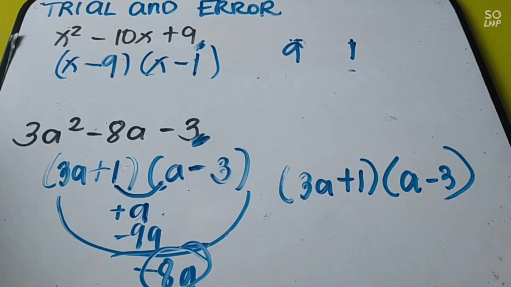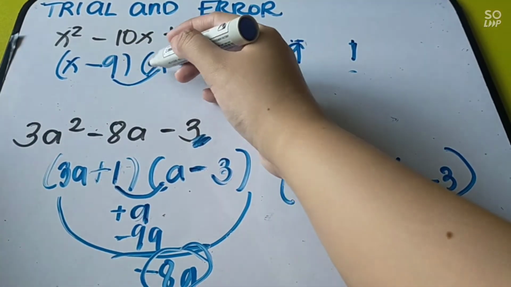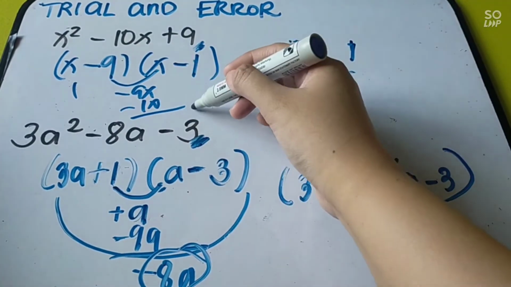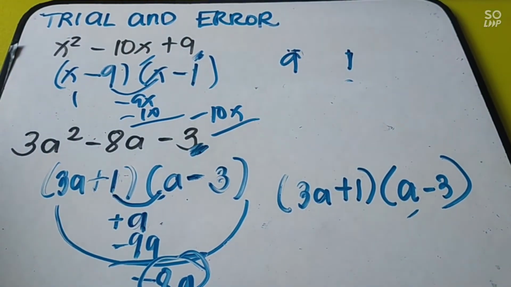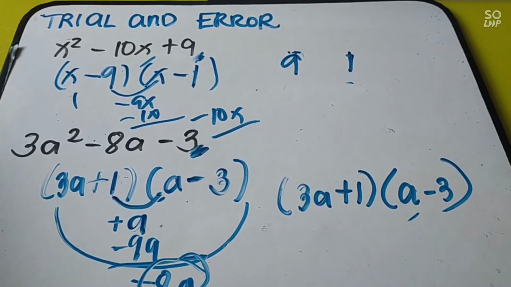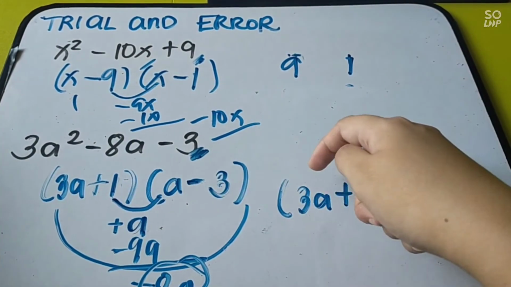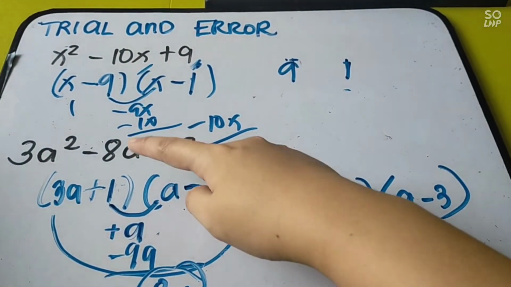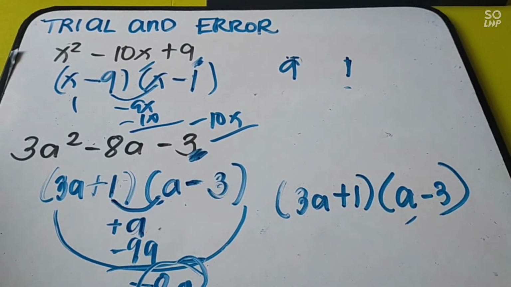O, ganun lang kasimple kung paano mag-check, yung gitna lang naman. Katulad nito, negative 9 times x, negative 9x. X times negative 1, negative 1x. Ang sagot doon ay negative 10x. Ayun, lumabas yung gitna. Is it clear? So, kailangan mo talagang mag-trial and error. So, maswerte ka pag nakuha mo agad. Kung hindi mo agad nakuha, pwede mong pagpalitin yung 3 and 1. O kaya, pwede mo rin pagpalitin yung negative at saka yung positive hanggang sa makuha mo yung gitna niya. Is it clear? So, that is trial and error in quadratic trinomials.